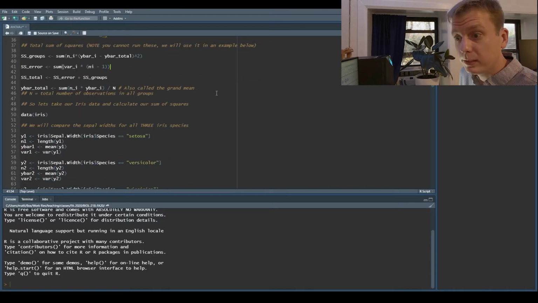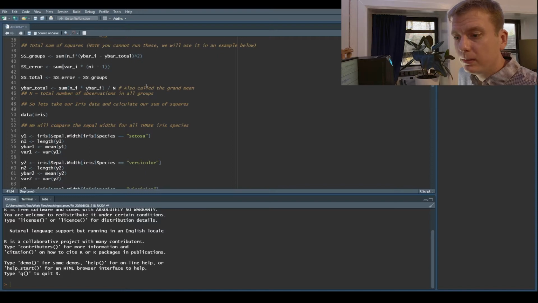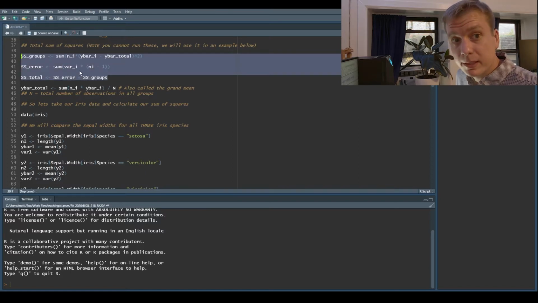The first thing we need to do to figure out the group sum of squares would be to calculate the grand mean. And the grand mean is really easy to calculate. It is simply the sum of the sample size of each group times the mean of each group divided by big N, which is the total number of observations in all groups. So this can be a little bit daunting, especially in this format. And I want you to note that in this format, R cannot read it. So instead, we need to do it all out individually, all the sums out individually.